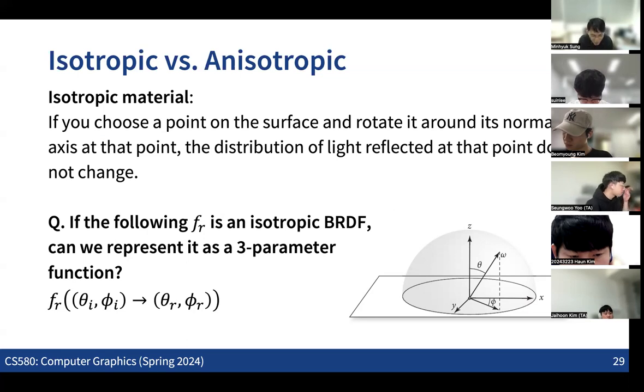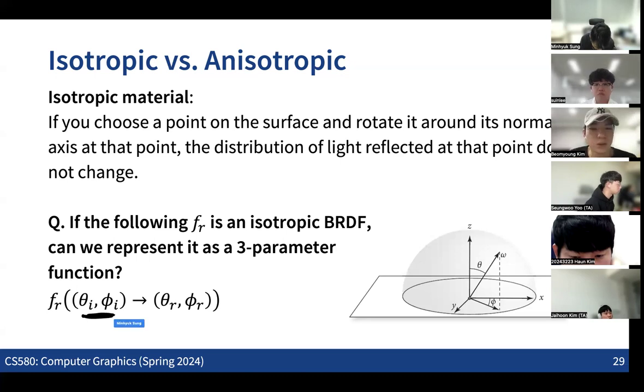This means that while we fix the direction of the incoming light and the viewing direction, if we only rotate the surface of the object with respect to the normal direction of the point where we are seeing the reflection, then the distribution of the light reflected at the point is not changed. Typically for the BRDF, we have 4 parameters: the spherical coordinates for the incoming light direction and the outgoing direction, which means that the typical BRDF is a 4 parameter function.